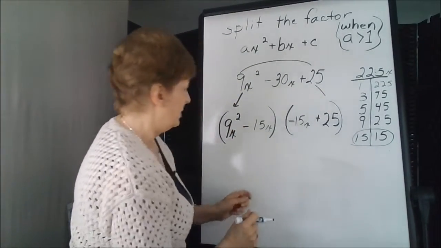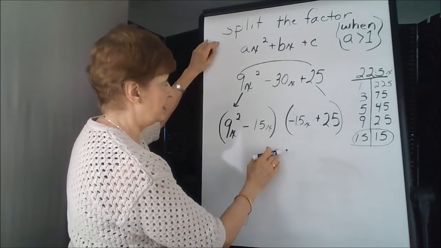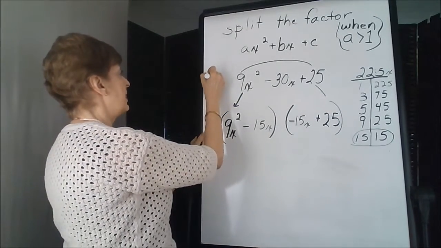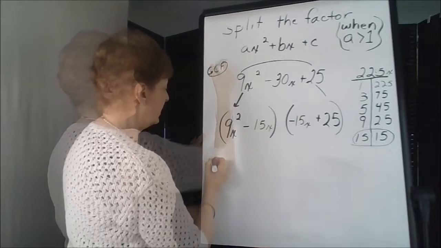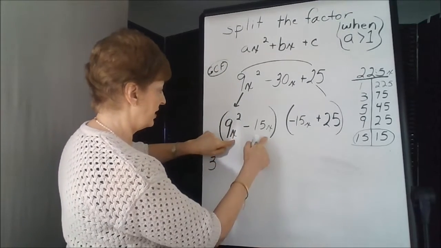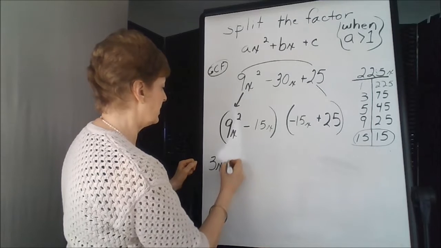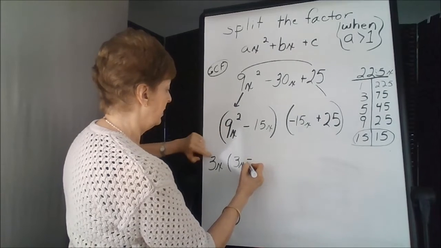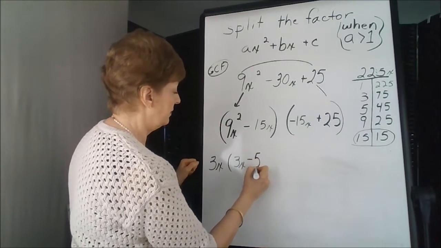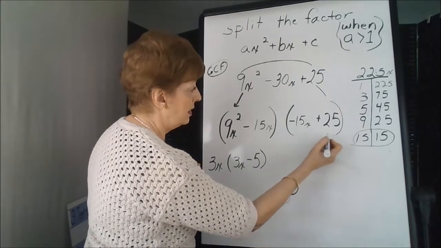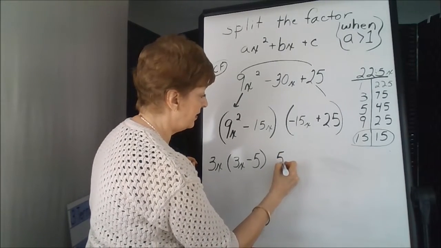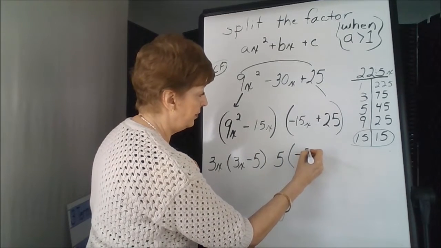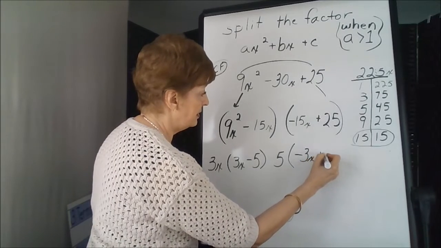Now we've done the splitting of the factors. Now we're going to do the greatest common factor. So here's our greatest common factor part. We can take a 3 out of it, and there's an x in both of the terms too. So we can take a 3x out. That would leave us with 3x minus 5, since 3 divides into 15 5 times. Next one, 15 and 25. Take a 5 out of this. In that case, we would have negative 3x plus 5.